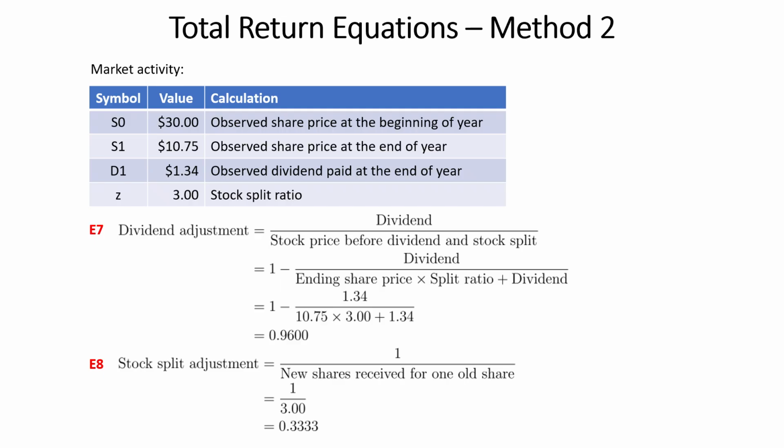And then E8 is a stock split adjustment, which is pretty simple. That's just 1 over the new shares received for every old share. In this case, it's 1 over 3, so that's 0.33 approximately. So we have two adjustments: E7, a dividend adjustment of 0.96, and E8, a stock split adjustment of 0.33. And then in the next slide, we'll show you how all of this is taken into account in order to get to adjusted share price.